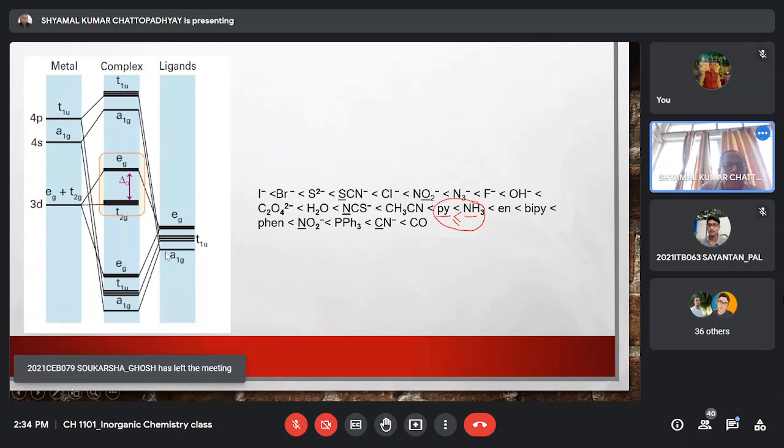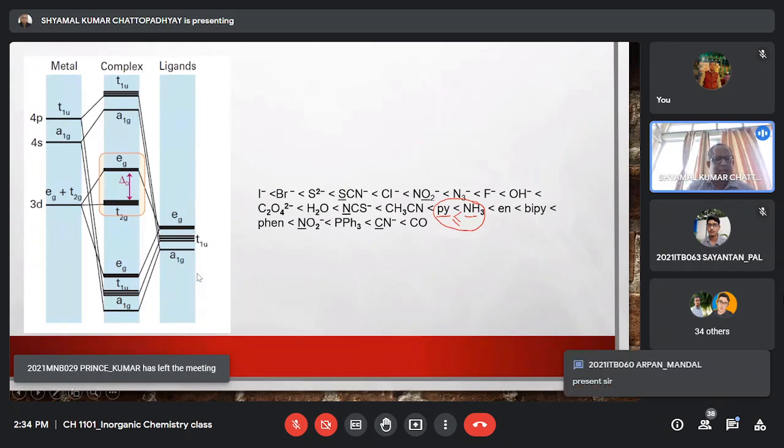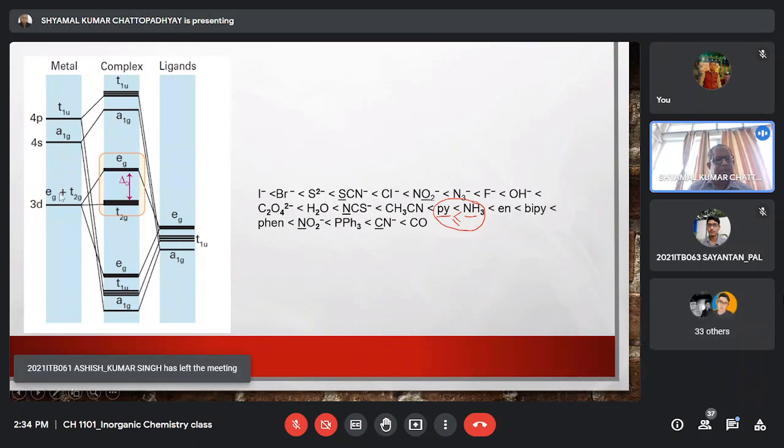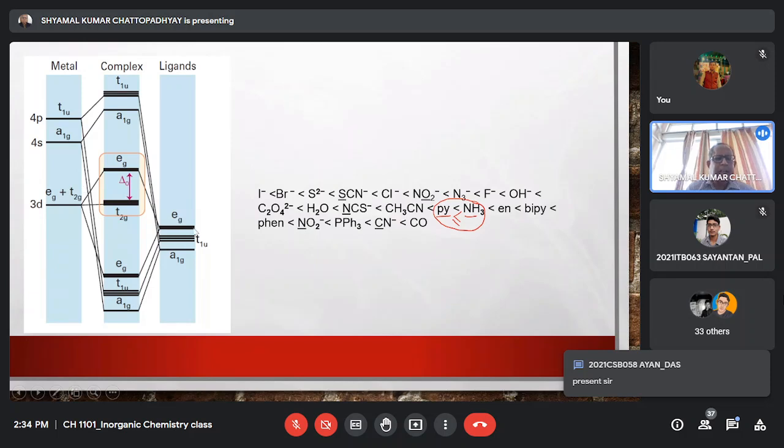A1g is non-degenerate, Eg is doubly degenerate, and T1u is triply degenerate, right? And the metal orbitals is such. So if you compare ligand and metal orbitals, then you find that A1g and A1g symmetry is matching, T1u and T1u symmetry is matching, and Eg and Eg is matching, but there is no matching of the T2g orbital in the ligand set of orbitals in the initial assumption.